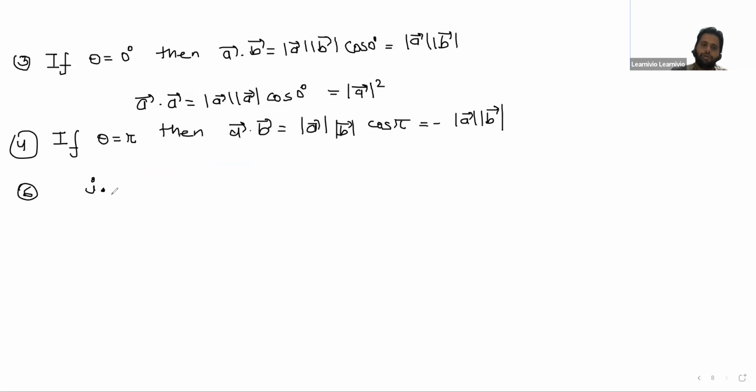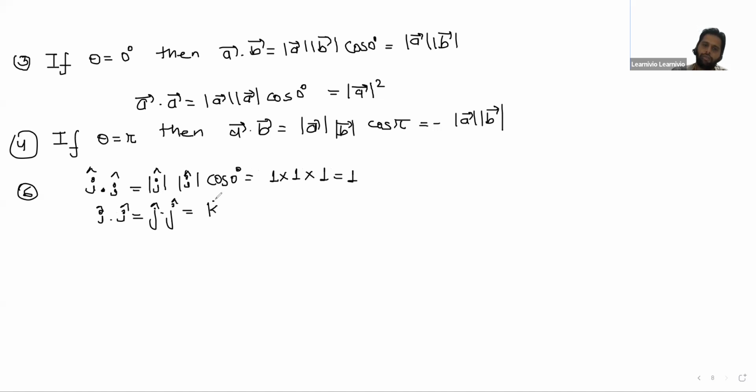Next we will find I dot I. What's the angle between these two? Anyone can tell me what is I cap dot I cap? What's the angle between I and I? 0 degree. Very good, because they are the same vectors. So it is equal to magnitude of I, magnitude of I, cos 0 degree. So it is equal to 1 into 1 into cos 0, which is 1. So the final answer is 1. So that means I dot I is equal to j dot j is equal to k dot k, which is equal to 1.